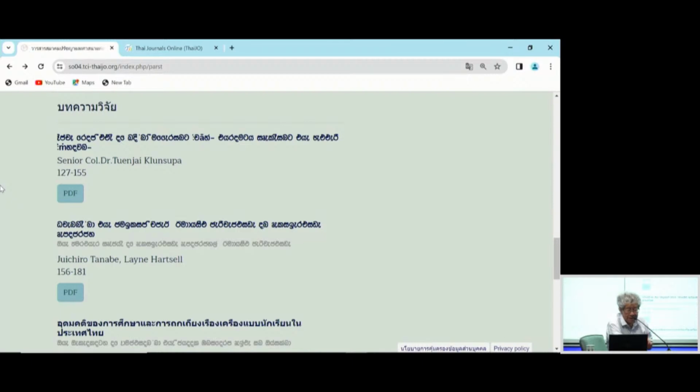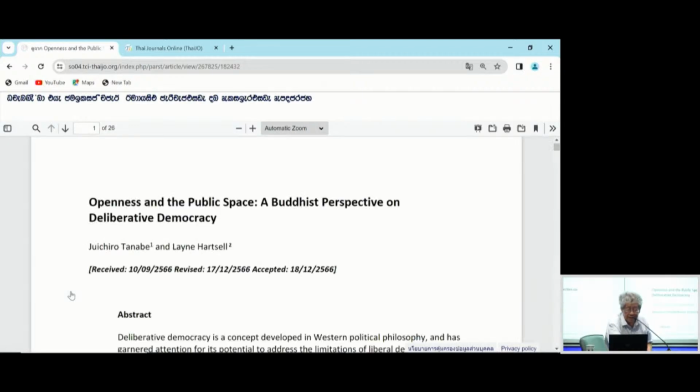So the second paper is by a Japanese philosopher, Juichiro Tanabe, and his collaborator, an American, Len Hartzell. And they are talking about Buddhism and deliberative democracy. This is quite an interesting paper. Openness and the public sphere, a Buddhist perspective. Oh, if I'm going out of time, please tell me. Otherwise, you can just go on and on. So they are talking about a Buddhist perspective on deliberative democracy. Interesting paper.